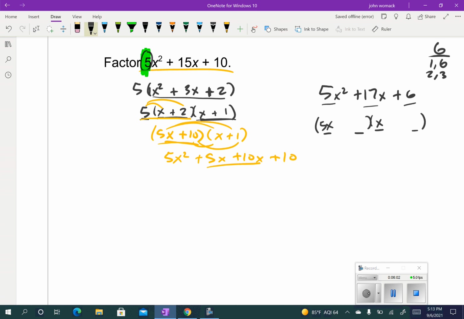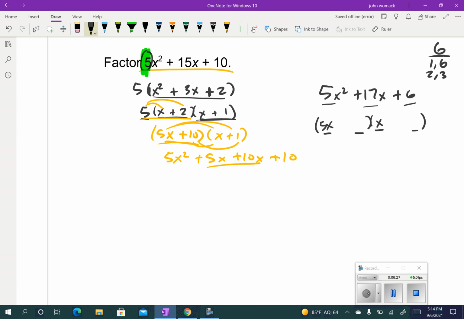So this method is called guess and check because I have all of my possible outcomes. I know it has to be a 5x and an x, and it could be a 1 and a 6 or a 2 and a 3. And you can actually reverse those factors too. So I could put a 1 and a 6 here, or a 6 and a 1, or a 2 and a 3, or a 3 and a 2. So I have 4 possible outcomes. It's really hard to tell which one's going to work just by looking at it. So what I do is I just make a guess.